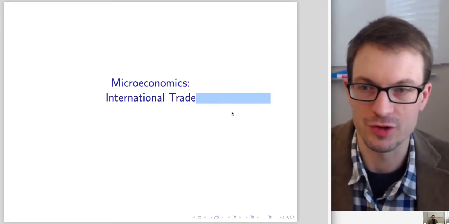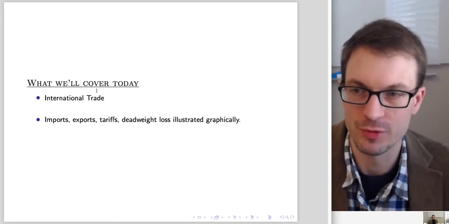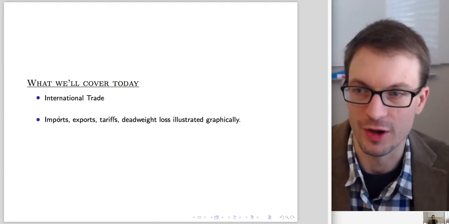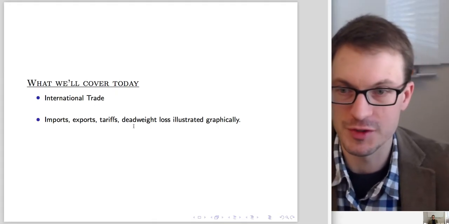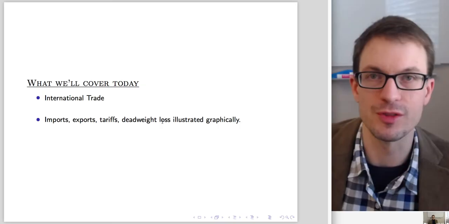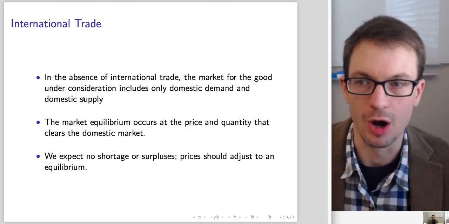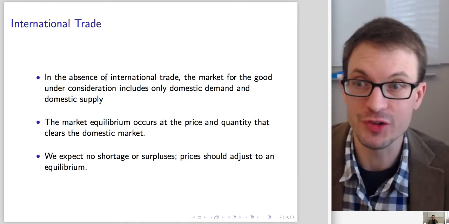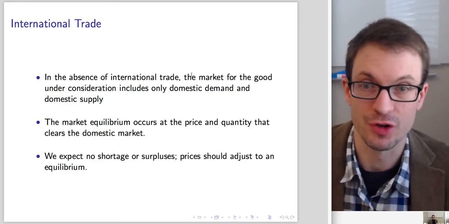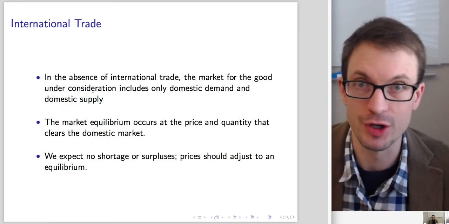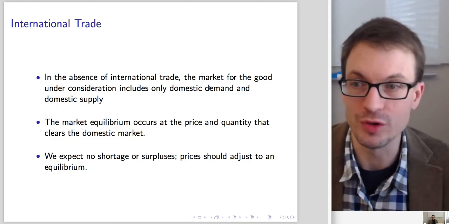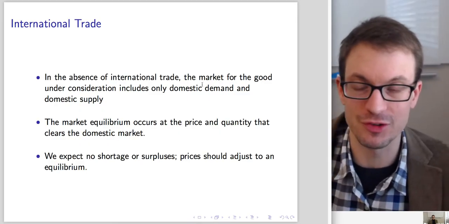In this lecture, I'm talking about international trade. I'll talk about imports, exports, tariffs, and deadweight loss, and we'll illustrate these graphically. All right, so the first consideration: without international trade, the market for whatever good we're studying includes only domestic demand and domestic supply.